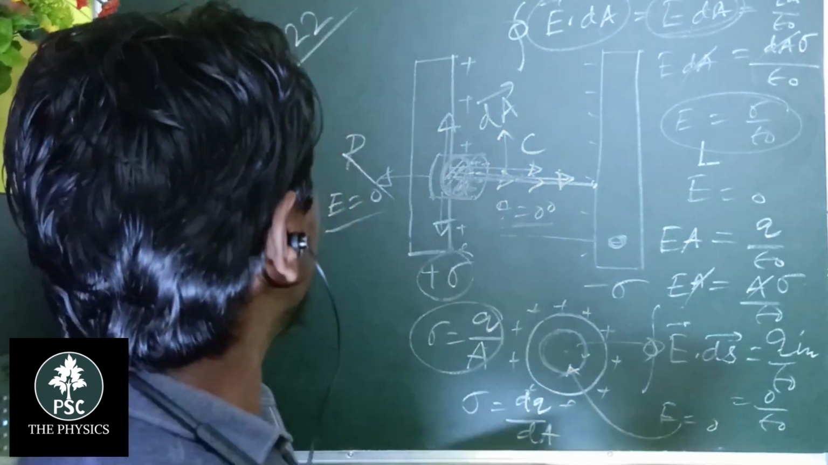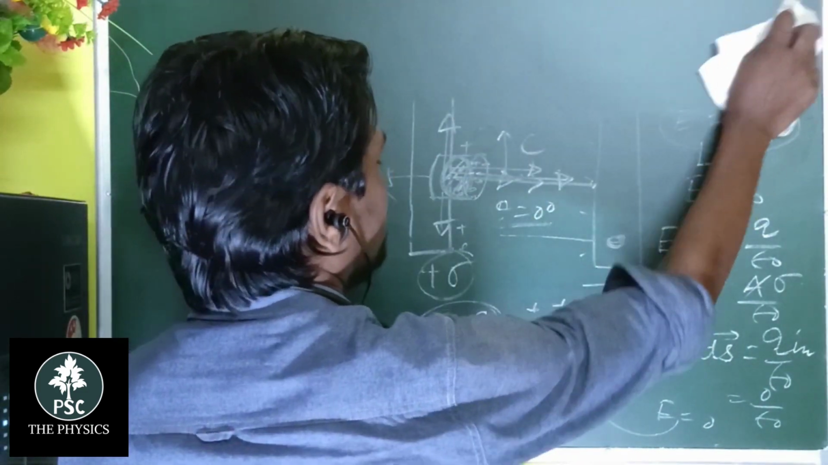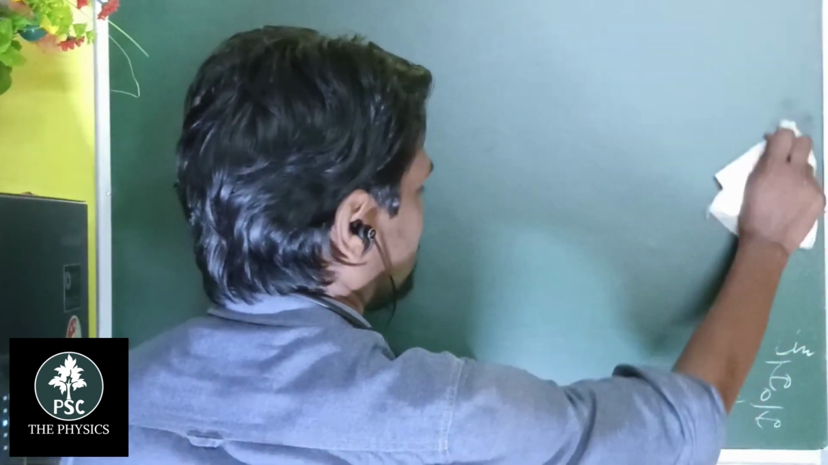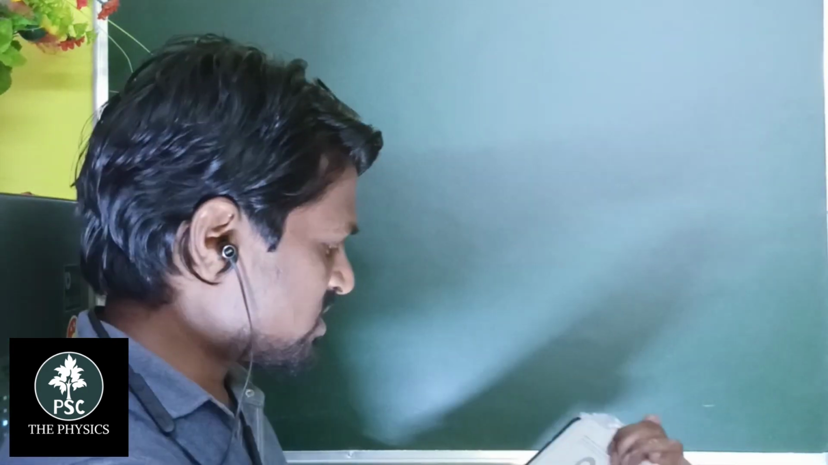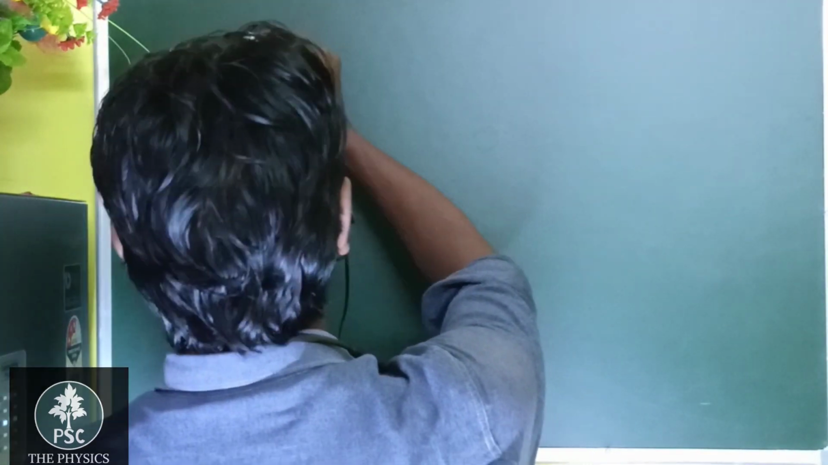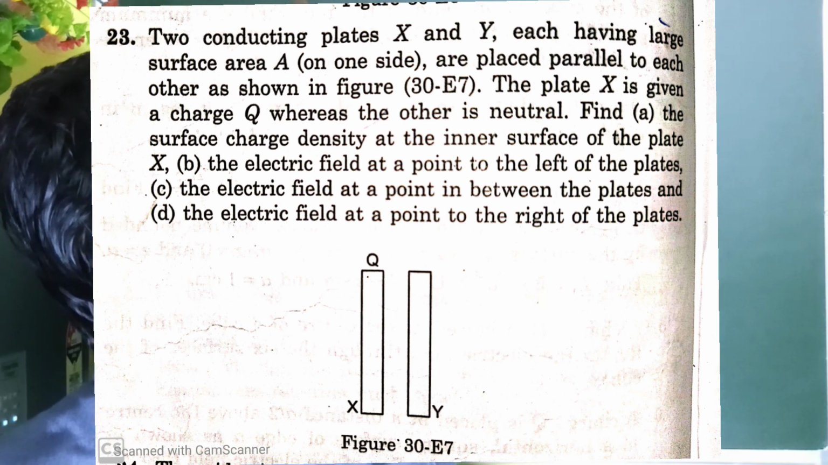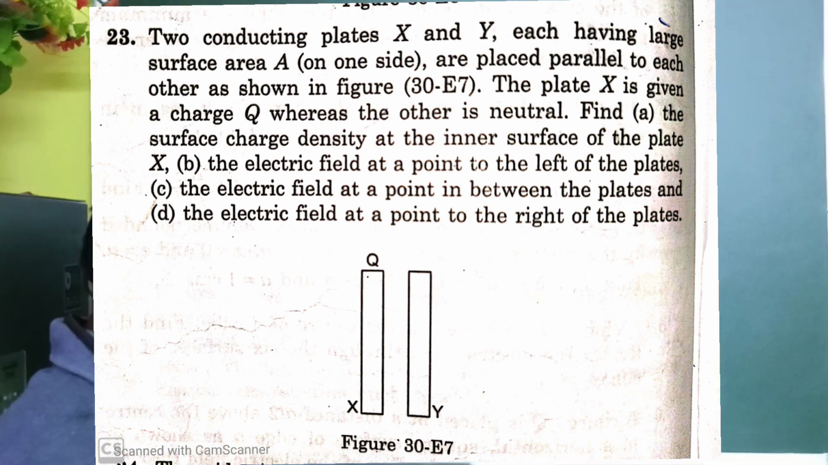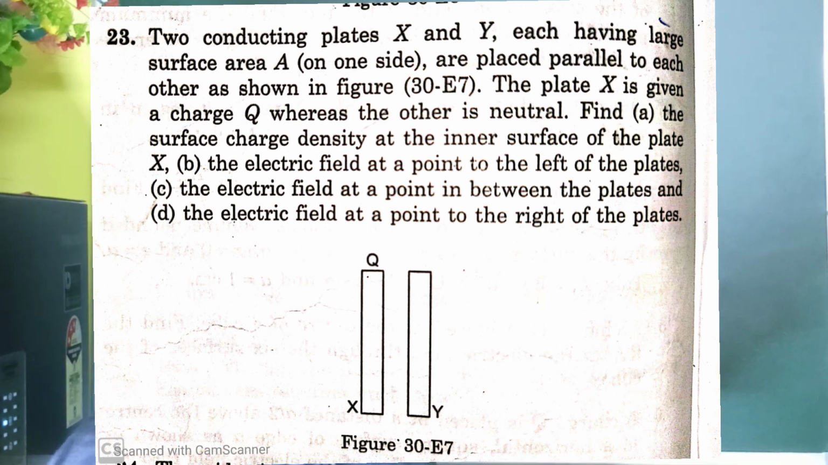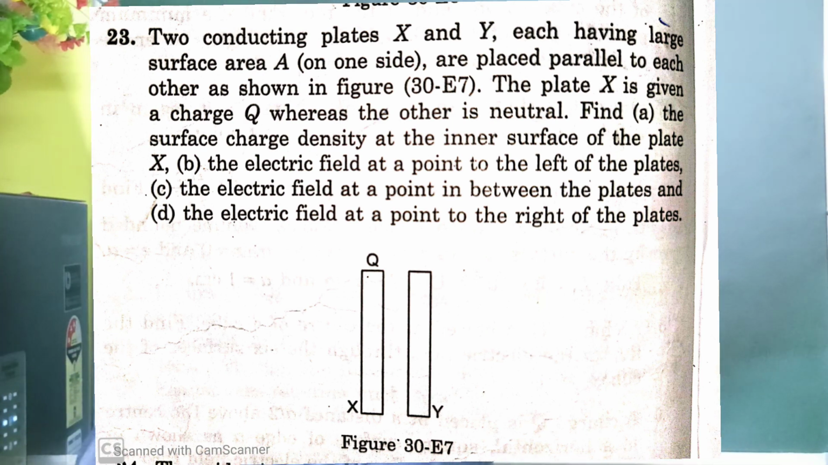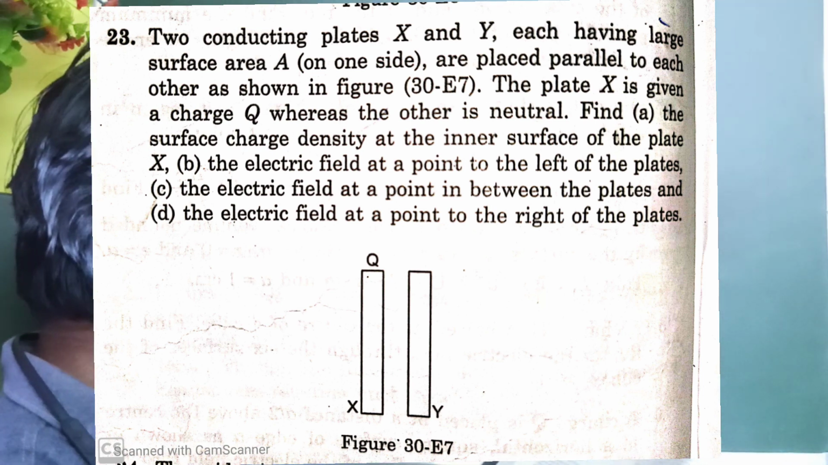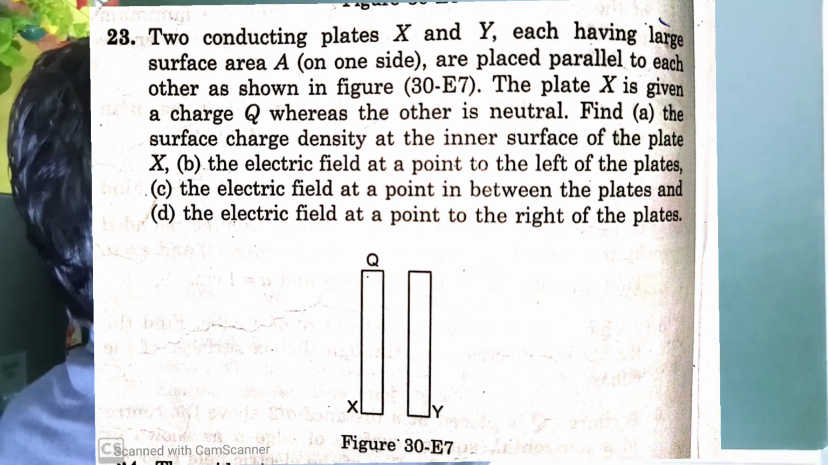Question 23 is also conceptual. Students have realized that this channel is a more conceptual channel, so you have to grasp all the concepts. But before that, I suggest you must read that book. Okay, so in question 23, two conducting plates are given.